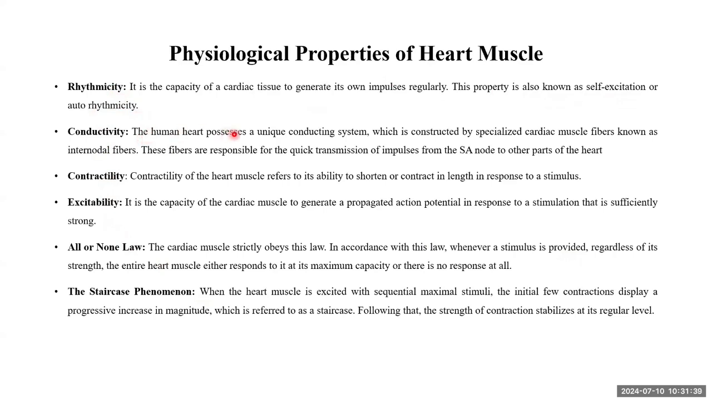Conductivity: the human heart possesses a unique conducting system, which is constructed by specialized cardiac muscle fibers known as internodal fibers. These fibers are responsible for quick transmission of impulses from the SA node to the parts of the heart. Basically, nerves from the nervous system of our body form a network throughout your body.